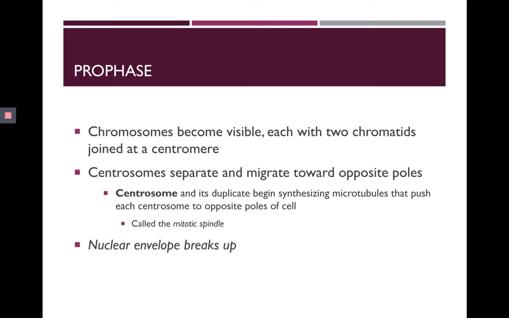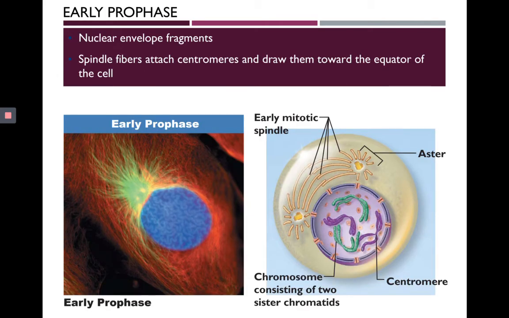And then only at the end of prophase, once we have chromosomes, once we have the migrated centrioles in their centrosomes, will the nuclear envelope break up, and now we're ready to split that DNA that has been doubled before prophase. So now we're starting to see things happen.